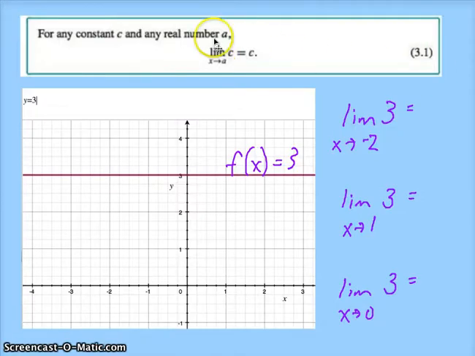So for example, the very first one, very simple, but you shouldn't forget it. If I have a function, f of x equals 3, we know it's a horizontal line. No matter what x value I'm approaching, from the left or from the right, the limit will always be that constant, in this case, 3. You may want to pause the video at this point for that to make sense to you. But again, choose any value of x you want, come from the right, come from the left, and you'll see that the limit of a constant is actually that constant. Okay.